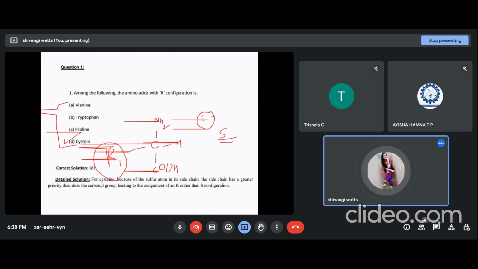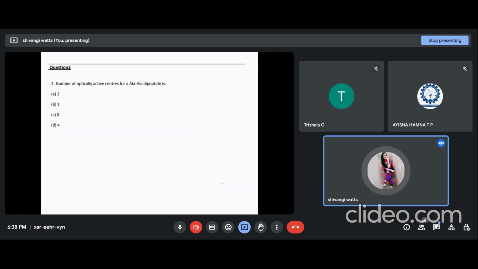So moving towards the second question. The second question is, the number of optically active centers for Ala-Ala dipeptide is. So first, Ala is alanine. You all know Ala is alanine.